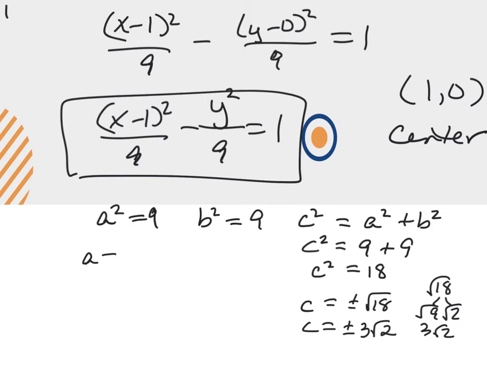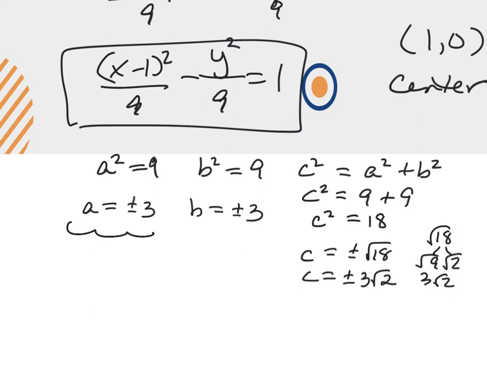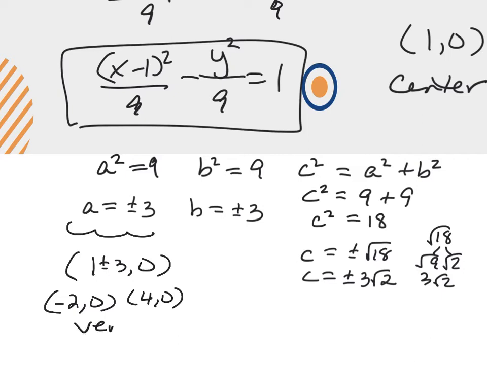For a, it's going to be plus or minus 3. Same for b. Now for the hyperbola, we need to find the vertices. We use the a value. So we're going to take the center, and I'm going to be adding and subtracting this a value to the first letter I saw, which was x. So I'm going to be adding and subtracting 3. So 1 minus 3 is negative 2, and then 1 plus 3 is 4. So my vertices are located at negative 2, 0, and 4, 0.